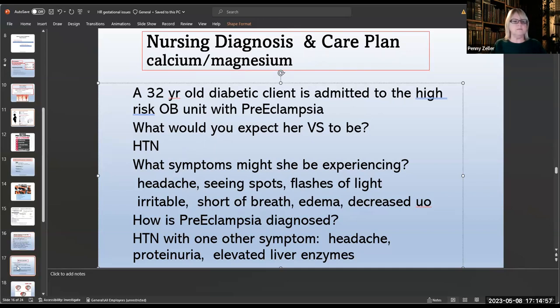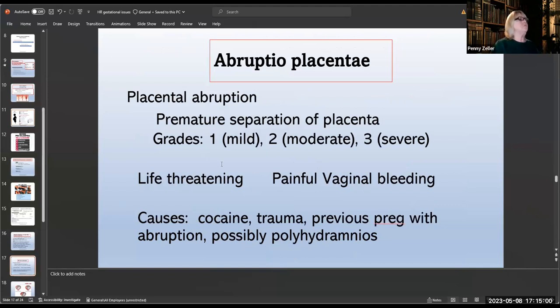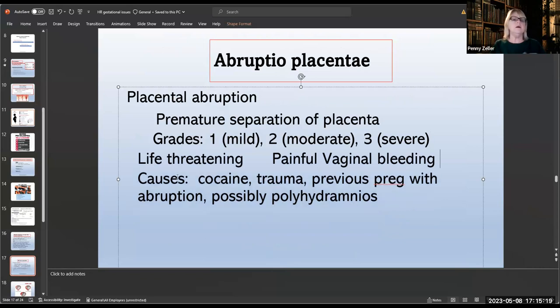Okay, we'll practice that. So something else that can occur during pregnancy that's considered high risk is abruptio placentae, a placenta that pulls away from the uterus too early, either from trauma or during labor, maybe a very fast, precipitous labor, or maybe a woman that's on cocaine, trauma, too much amniotic fluid. The placenta pulls away way too early, and there's massive bleeding, and the mortality rate is really high for mother and baby because of the blood loss.